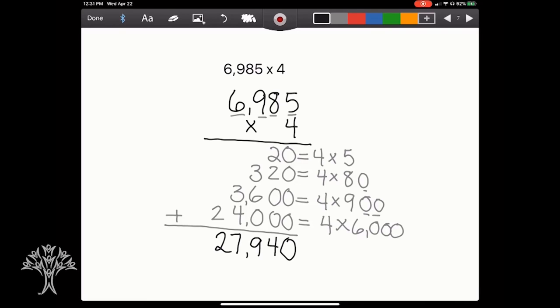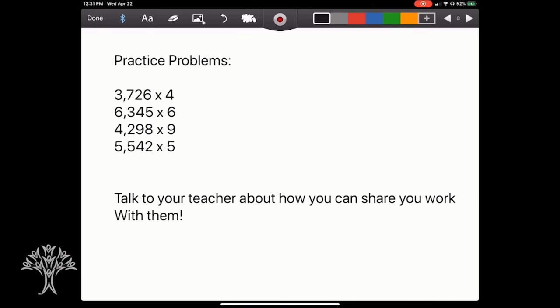Okay, so I hope that you're starting to feel a little bit more confident with the work that you're doing with partial product. And I want to show you some practice problems for you to work on. So I want you on your piece of paper to write down these 4 problems. 3,726 times 4, 6,345 times 6, 4,298 times 9, 5,542 times 5. So this would be great practice to do these problems.